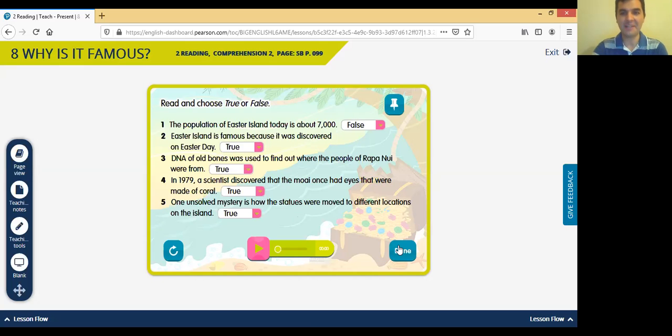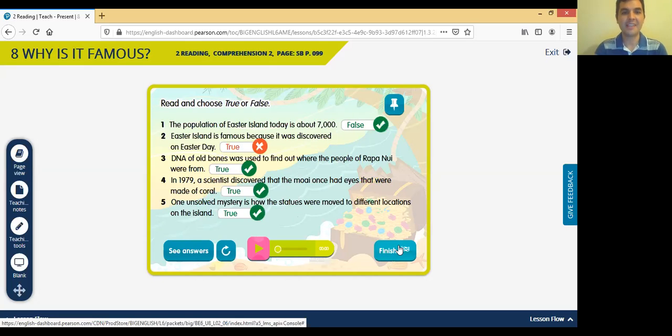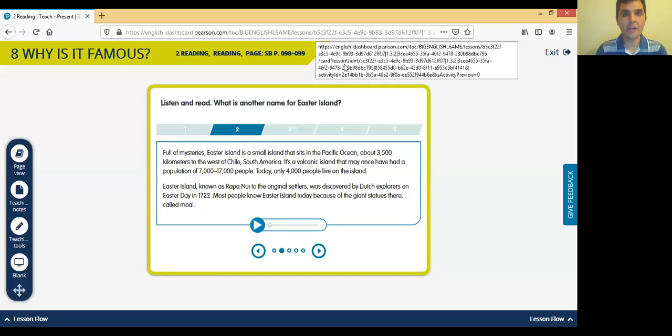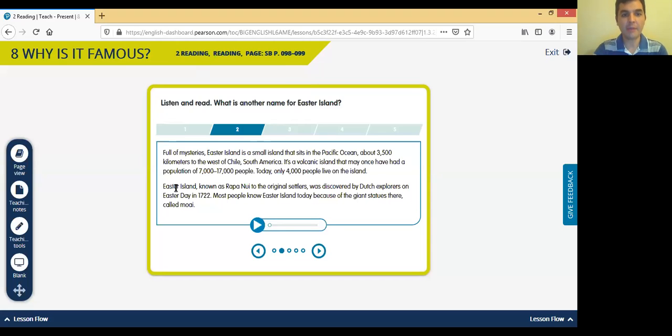All right, so let's check. Okay, so we have one incorrect answer. The Dutch settlers discovered the island on Easter Day. Yes, but in this case, we have to correct this information. We always have to be careful with the wording in the exercise. In the second paragraph, we read, Easter Island, known as Rapa Nui to the original settlers, was discovered by Dutch explorers. So far so good.